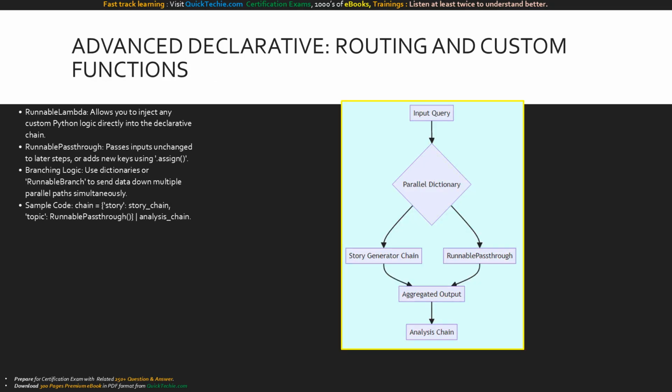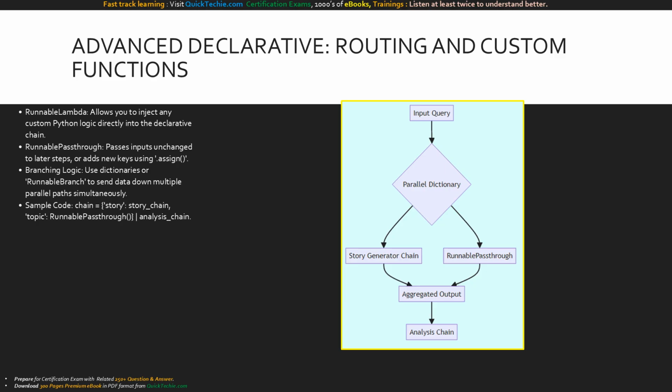As your applications grow, linear chains won't be enough. You need advanced data manipulation. This is where components like Runnable Lambda and Runnable Passthrough come in. Runnable Lambda lets you inject any custom Python function directly into your declarative pipeline. Need to format a date or clean up some text? Just wrap it in a Lambda and pipe it in.